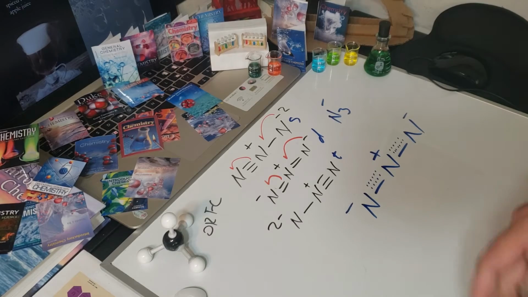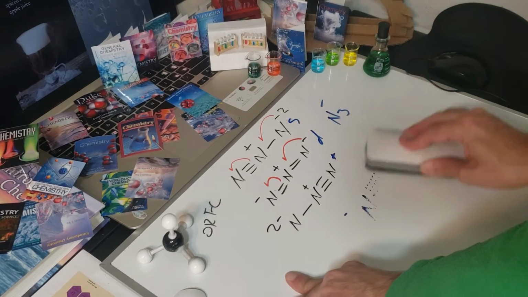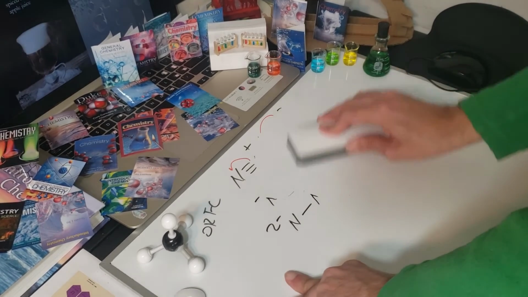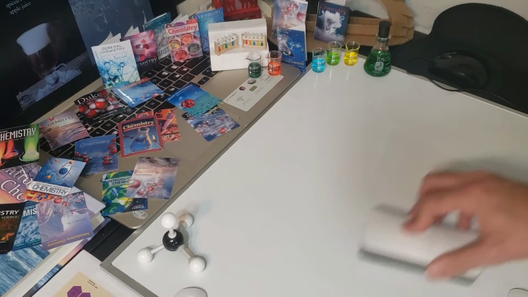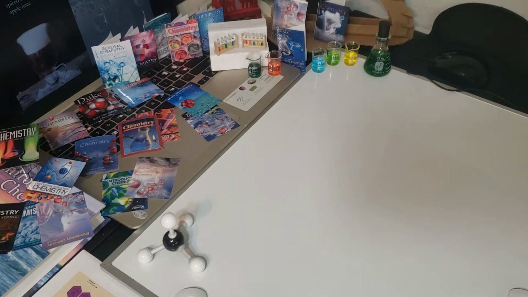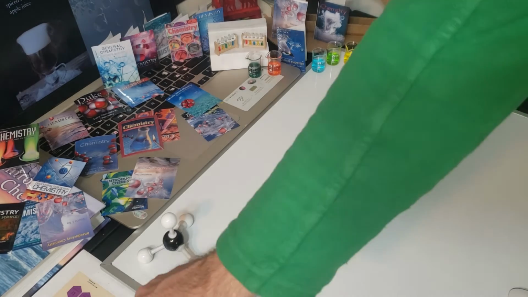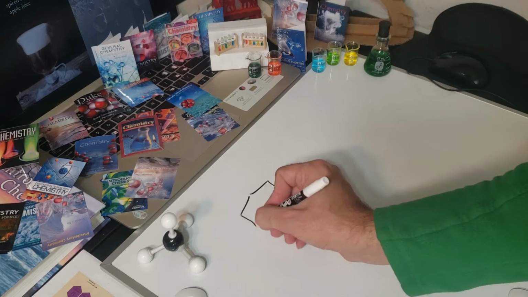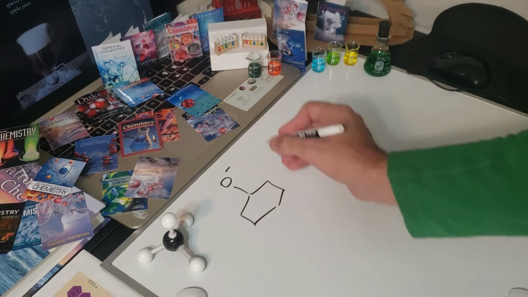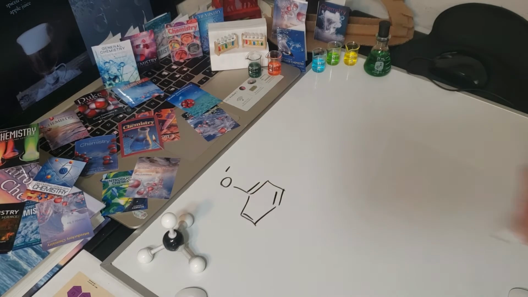Let's move on to an example where we could get a more complex molecule. Let's talk about the phenoxide with O negative and a benzene ring.